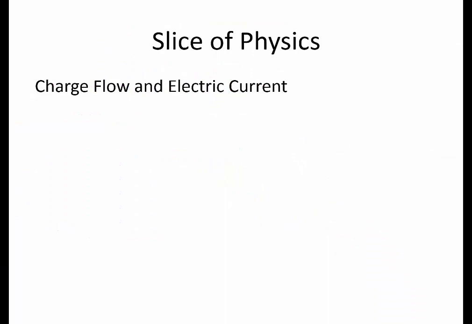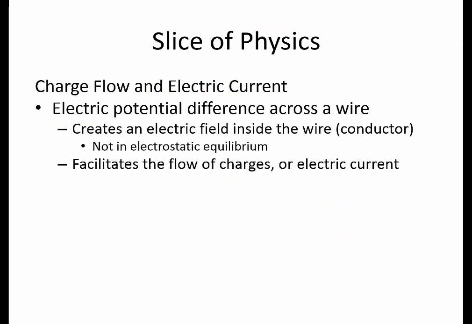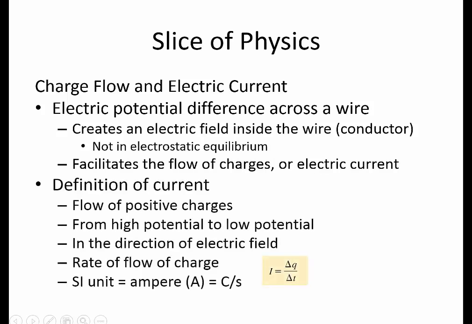So to summarize, in this slice of physics we saw what happens when you maintain a potential difference across a wire. Well, that situation creates an electric field in the wire, which is okay because it's no longer in electrostatic equilibrium, and this electric field or potential difference facilitates the flow of charge, which is what electric current is. Electric current is defined as the flow of positive charges, notwithstanding the conflict with the real world of what happens inside the wires with electrons moving. We can ignore that safely and go with this definition for the rest of this course.